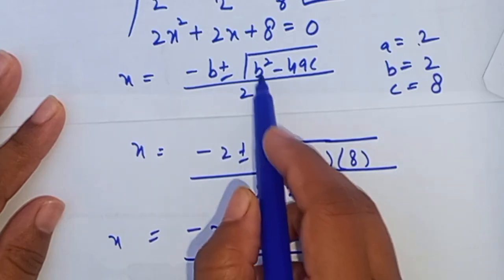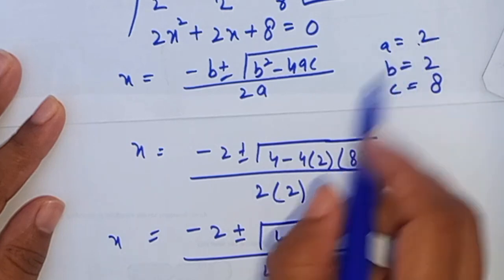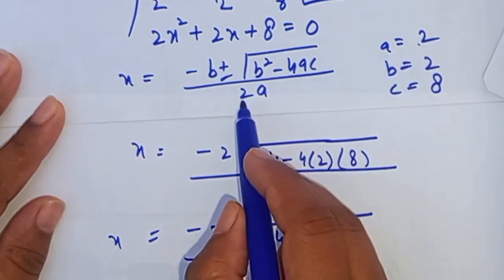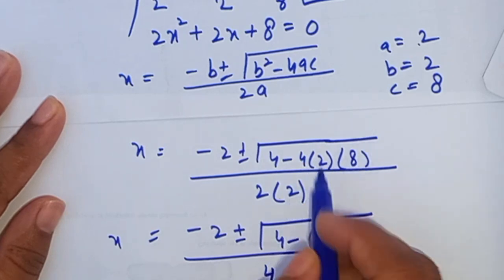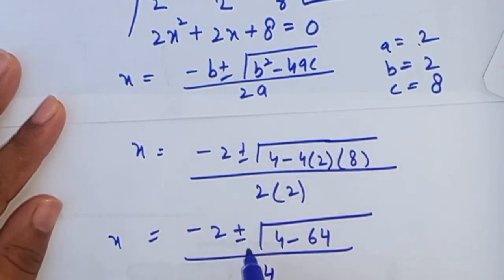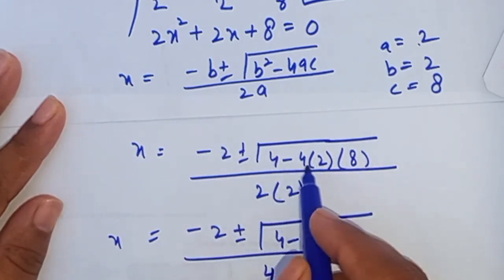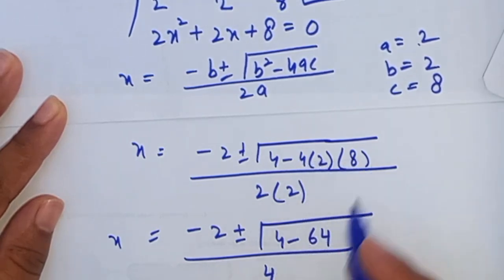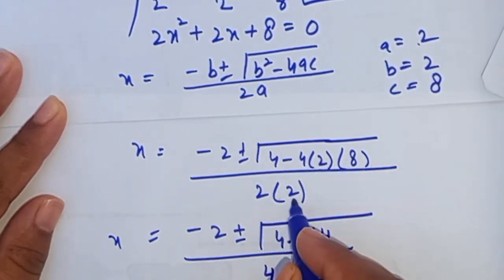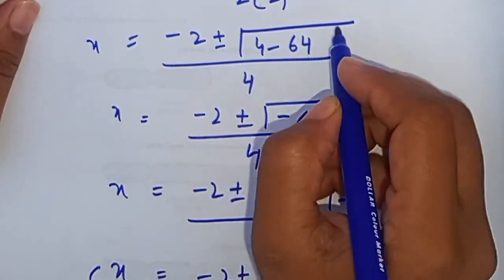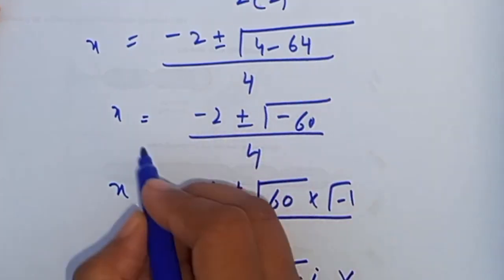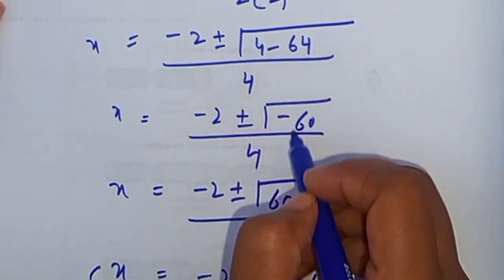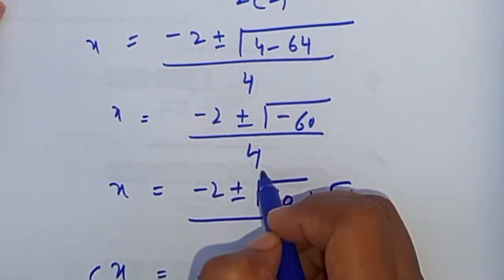So minus b is minus 2 plus minus square root of b square, meaning 2 square, which is 4, minus 4 times a is 2 and c is 8, over 2 times a, which is also 2. Now we simplify this part. So it's minus 2 plus minus square root of 4 minus, multiply 4 by 2, we get 8, multiply this 8 by 8, we get 64, over 2 times 2 is 4. Now we solve this part. So x equals minus 2 plus minus square root of 4 minus 64, which is minus 60, over 4.